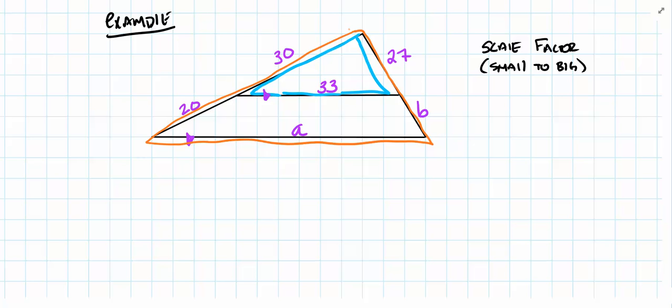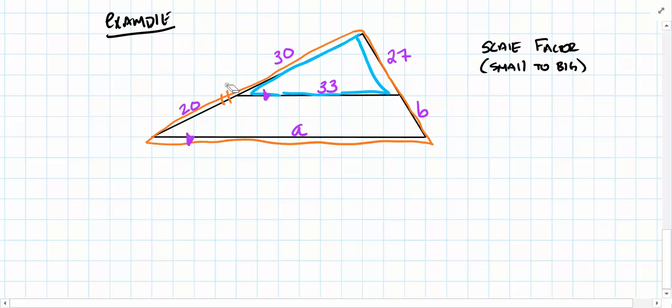33 is half of A, I believe. That's not true, because this length is not the same as that length. So that's not a median, right? Otherwise, you're on the right track, but unfortunately, that's not true. We don't know that, right? Got it. That's okay. You're thinking. I like it.